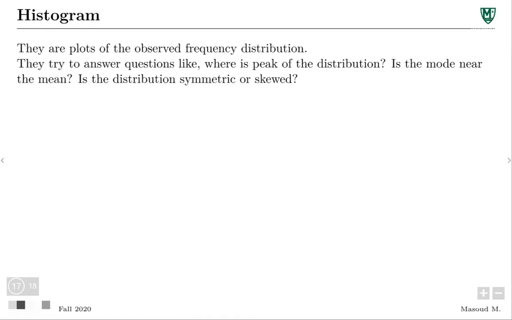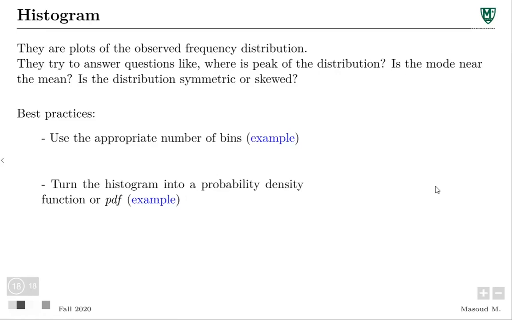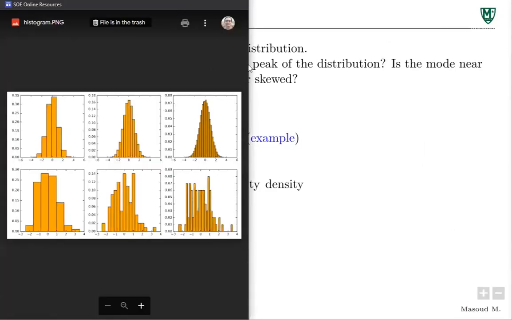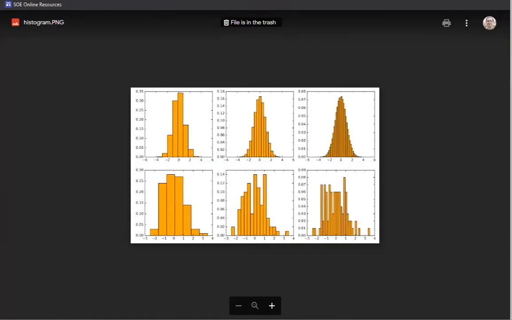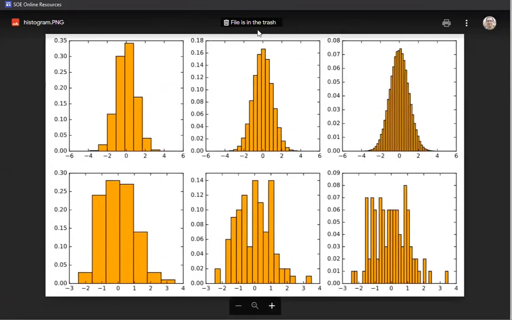You're familiar with histogram plots, so I'll just give you two pieces of advice about best practices. One of the challenging things about histograms is that you have to make sure you use the appropriate number of bins, the number of bins that you divide the data into. These are two examples. The number of bins is how many subsections, or intervals, you divide your data into, so each of them is a bin. How many bins you have for your data is very important in terms of visualization.